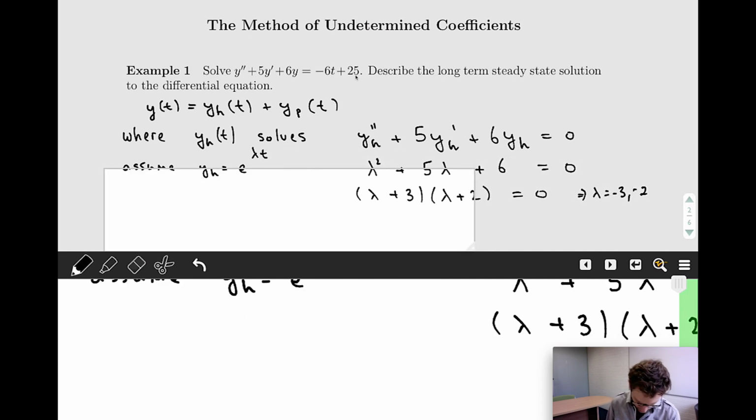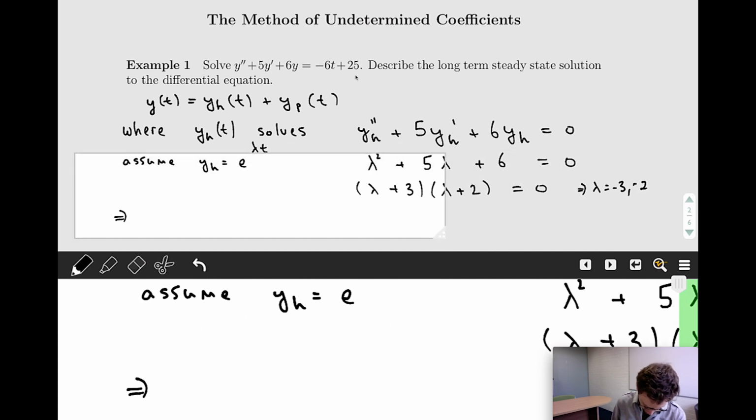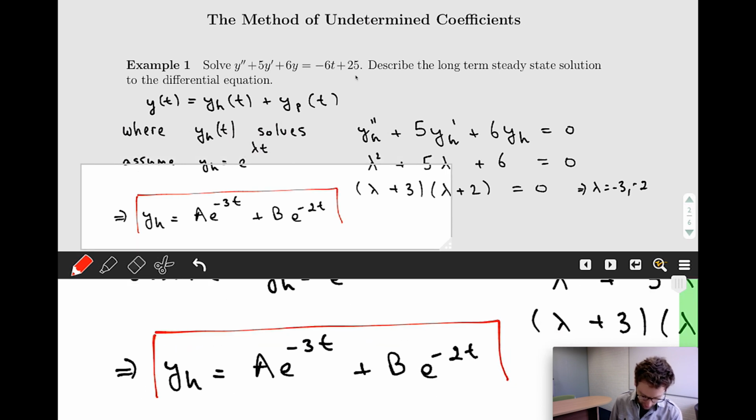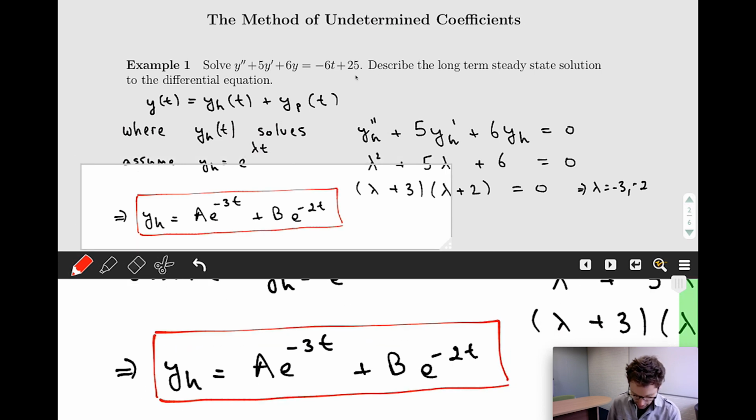which means that my homogeneous solution is going to be a times e to the first root times t plus b times e to the second root times t. Let's put a little box around that. That's the homogeneous part of our solution. And you notice here that there are two unknown constants, a and b, the integration constants, and those will be all of the integration constants that will remain in this problem.